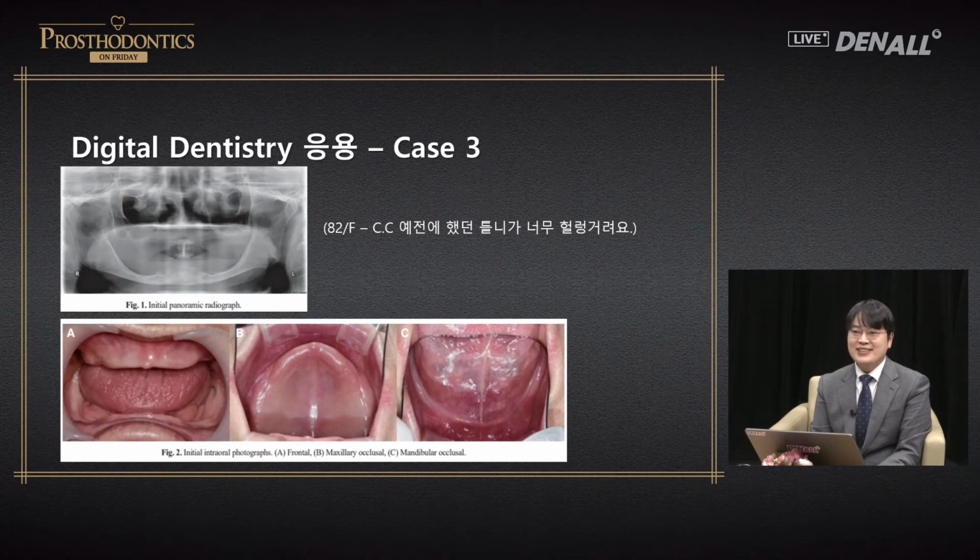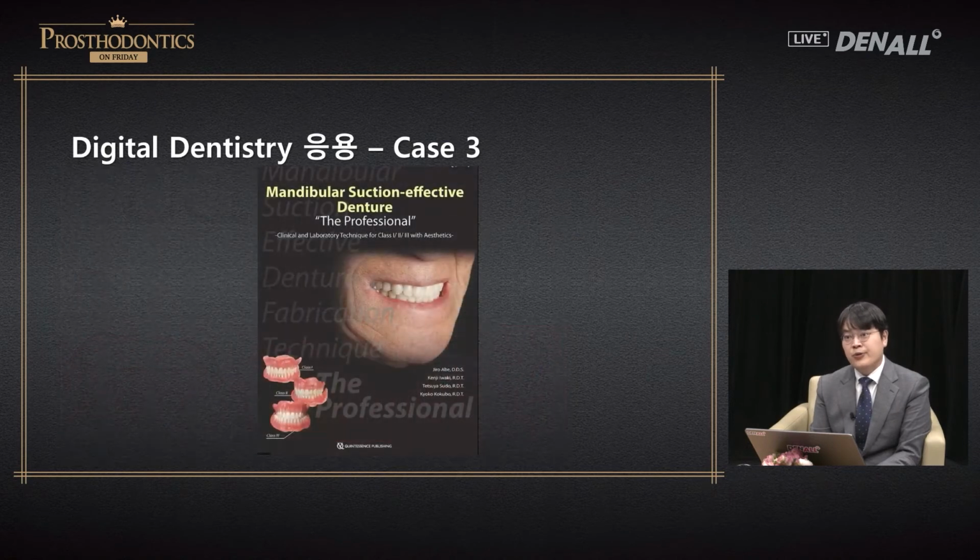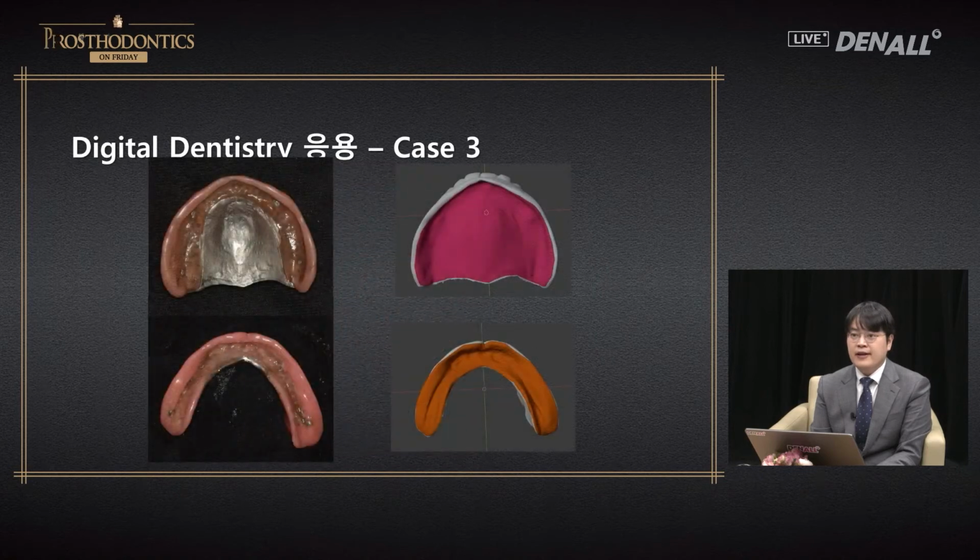This is the last case, an 82-year-old female. The existing denture is too loose. The bone is severely resorbed. We planned the full denture. The suction power of the denture is expected to be low, therefore we decided to apply Dr. Abe's suction effective denture technique.